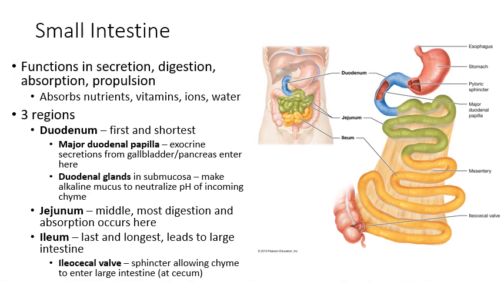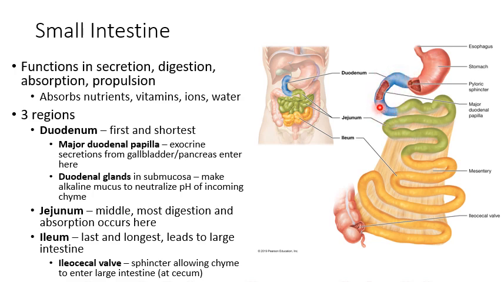The small intestine is divided into 3 regions. First, you have the duodenum, which is coming right off the stomach. It's also the shortest part of the small intestine. Then you have the jejunum in the middle, and the ileum is the last part, and it's actually the longest part as well.